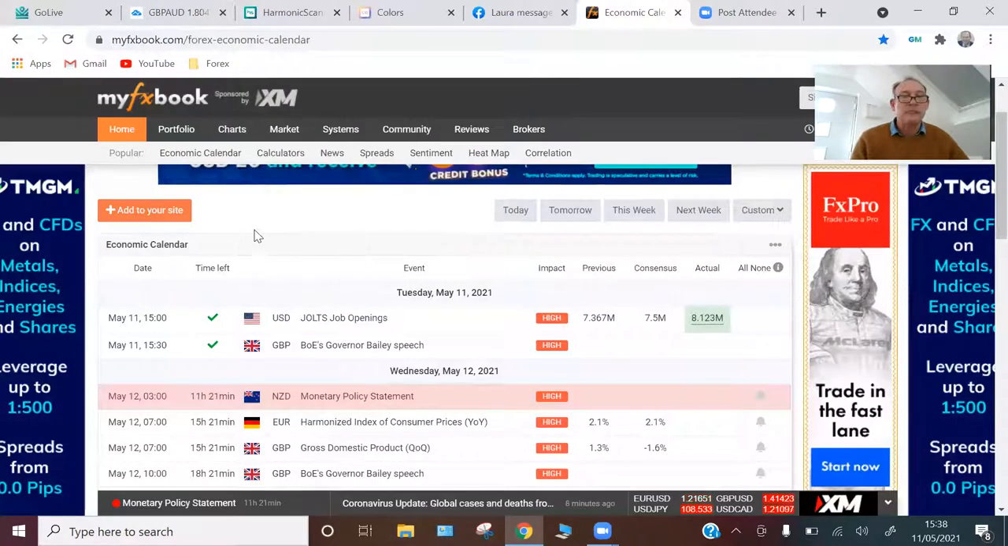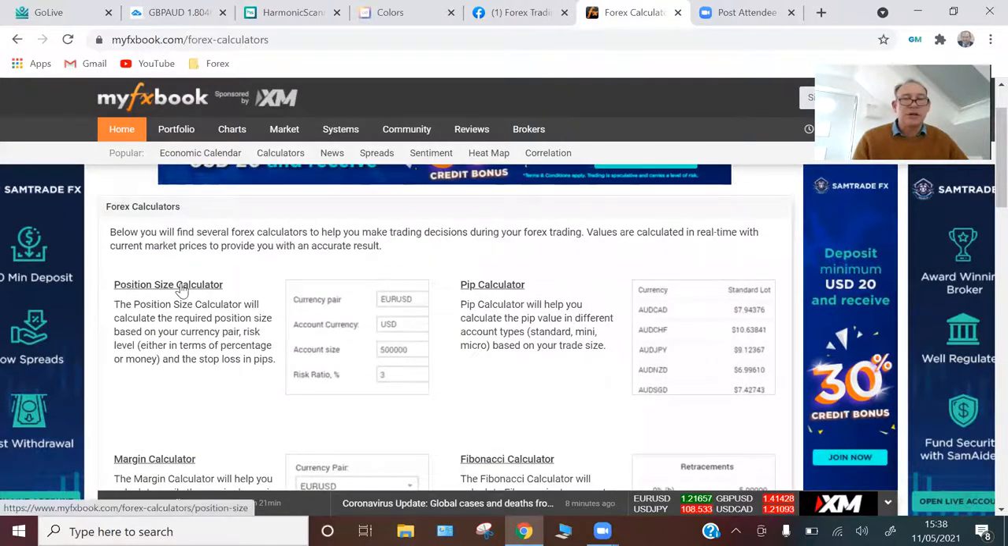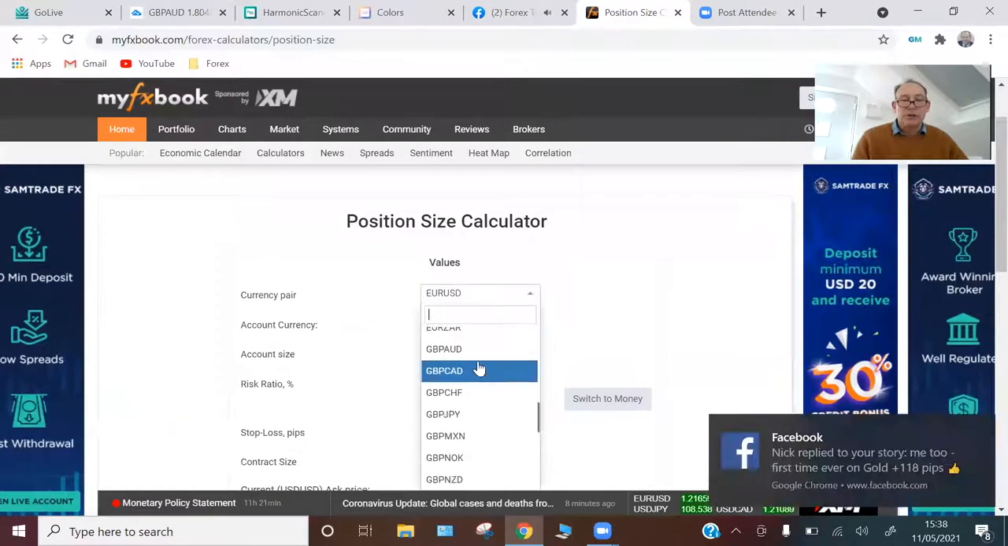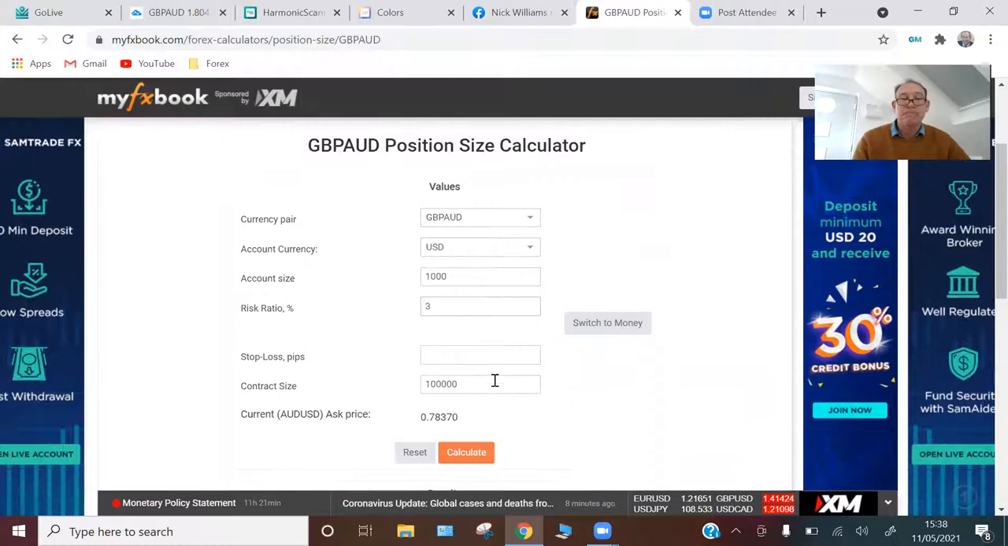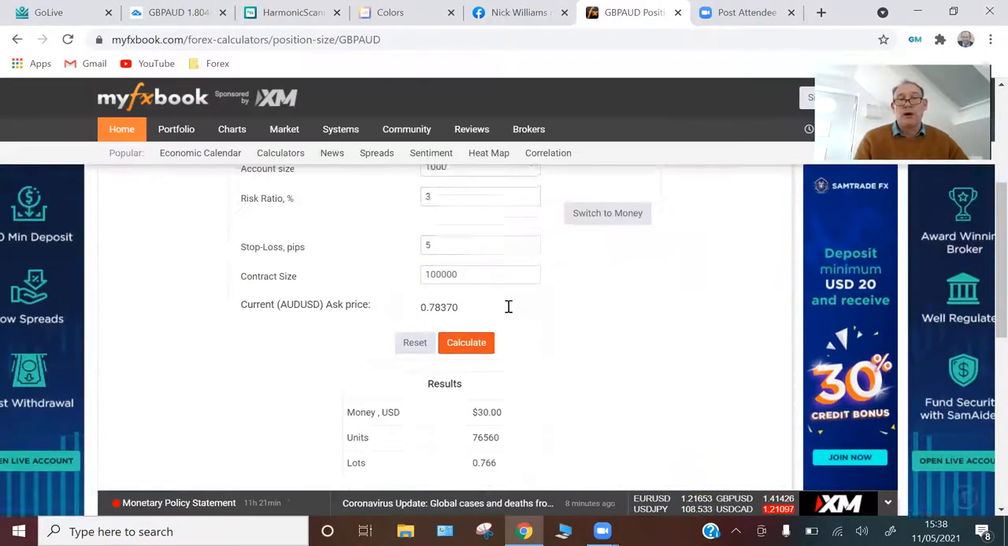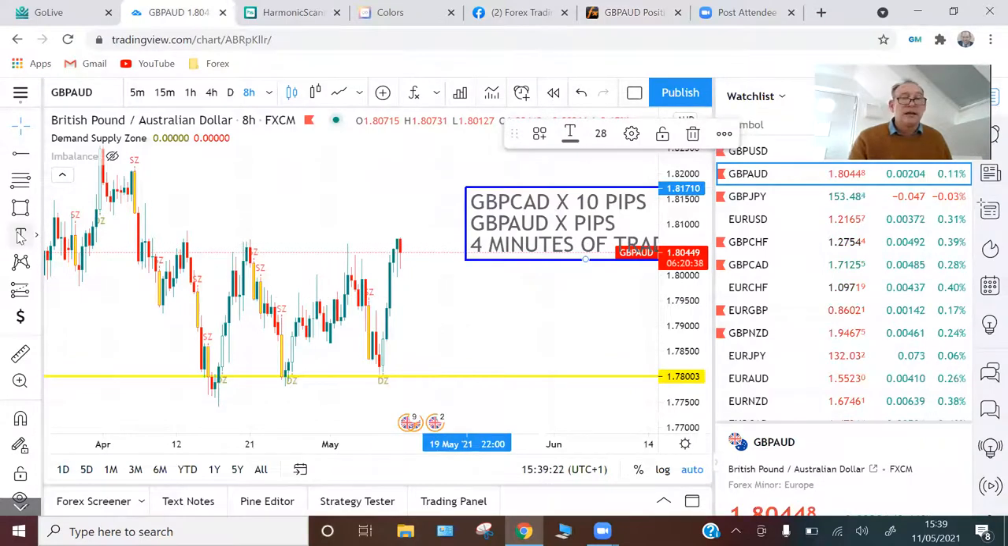Let me just show you this. So I need to go to calculators, and I'm going to type in position size calculator. Let's just do one of these as an example, Great British Pound AUD. Just for talking sake, let's say we had $1,000, and we're at 3%. Now, let's say we had a stop loss of 5 pips. If we lose that trade, one of them would have lost $30. Or if it went 5 pips, we would have gained $30. But it didn't. It gained 10. So it was 30 and 30, 60, and the other one approximately the same, so approximately $120 if you have a $1,000 account. That was just as an example.